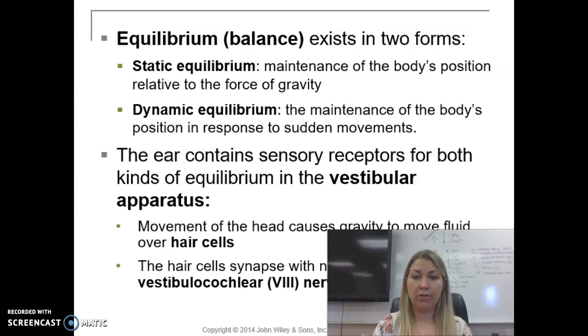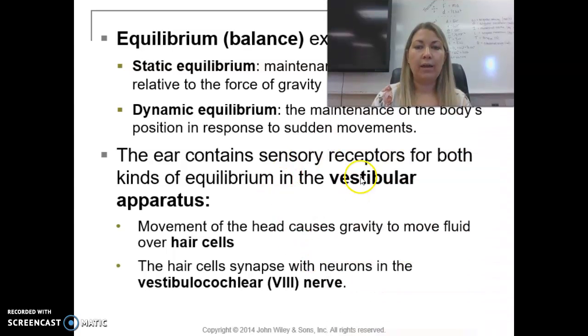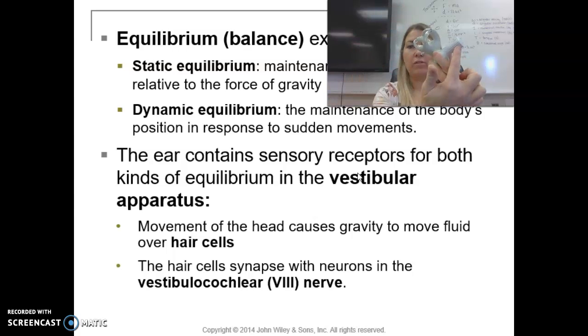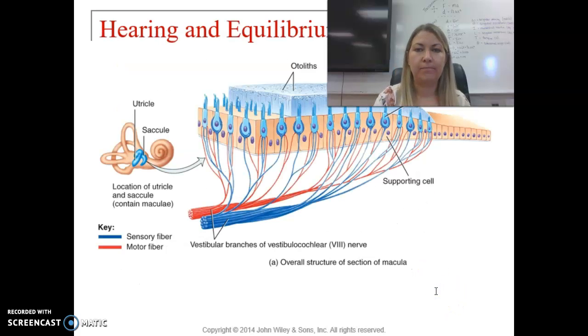Equilibrium while I'm just sitting here, so I don't feel dizzy, I know I'm just sitting still and I can sit up with proper posture, is called static equilibrium. If I were to get up and start walking around, if I'm not dizzy and I don't fall over, we call that dynamic equilibrium. The ear contains sensory receptors for both, and they're part of the vestibular apparatus, which is these semicircular canals, and they will again come out the vestibulocochlear nerve, which is cranial nerve number 8.